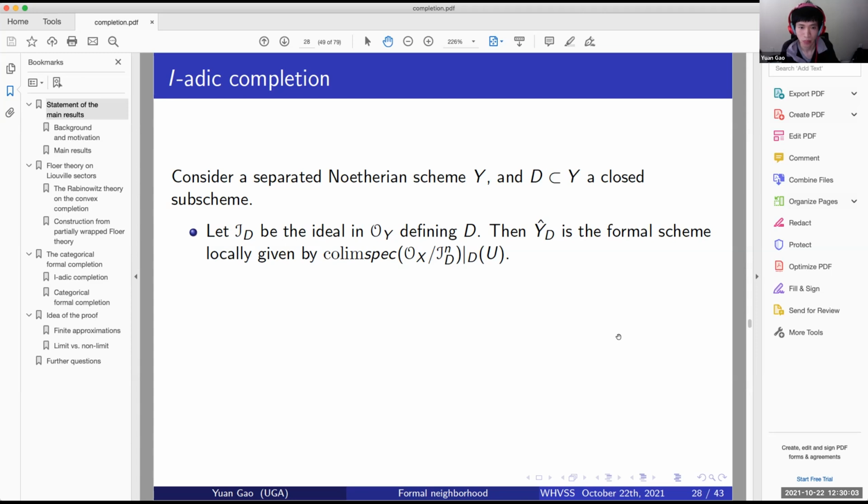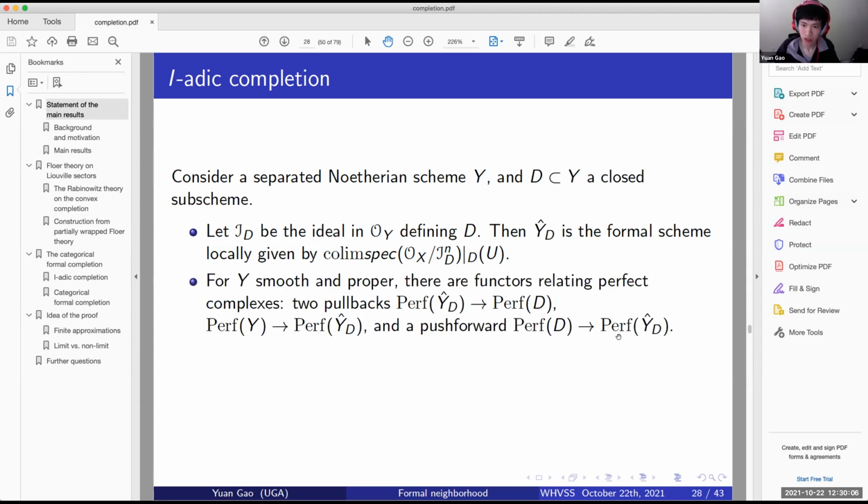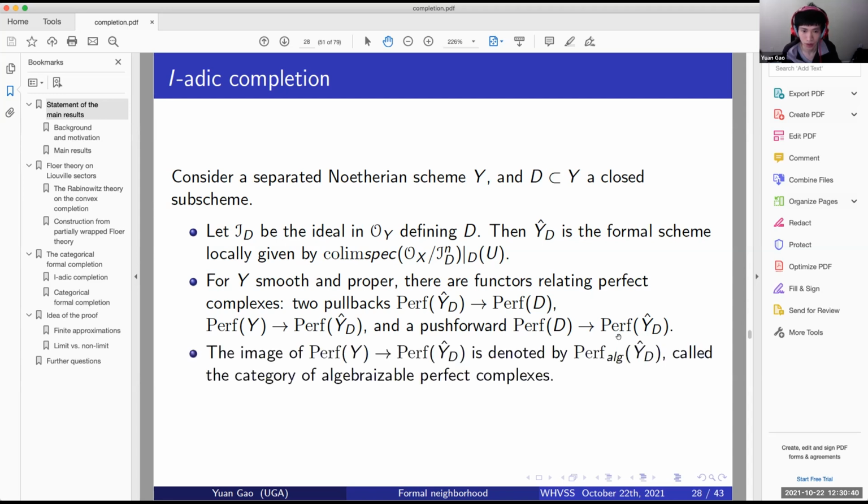And for Y smooth proper, there are several functors relating the perfect complexes of these gadgets: the formal completion, D, and the ambient smooth proper scheme. There are two pullbacks, one from the perfect complexes on the formal completion to D, and one from the perfect complexes of Y to those of the formal completion. And also there's a pushforward from the perfect complexes of D to the formal completion. And we're going to call the image of the pullback from Y to the formal completion the category of algebraizable perfect complexes.